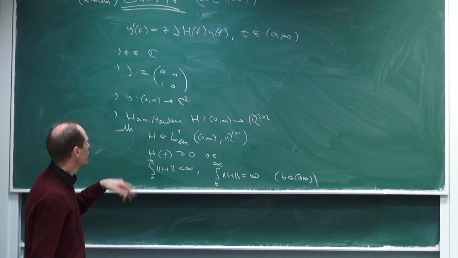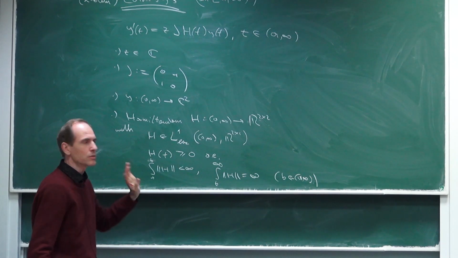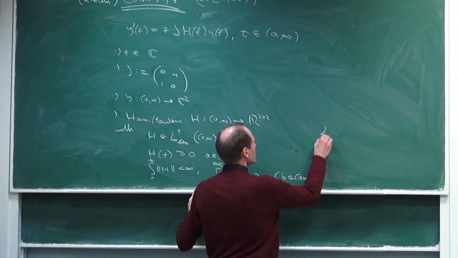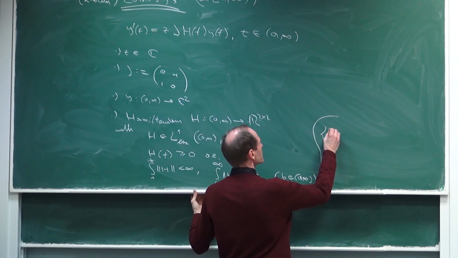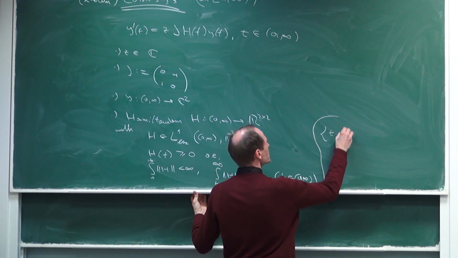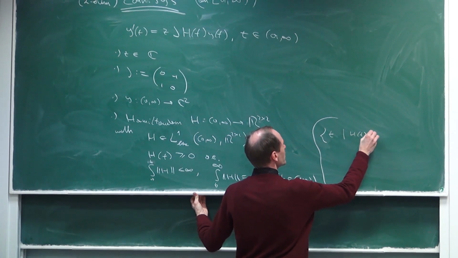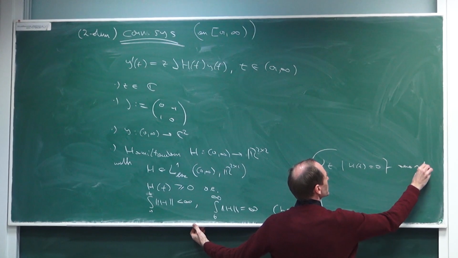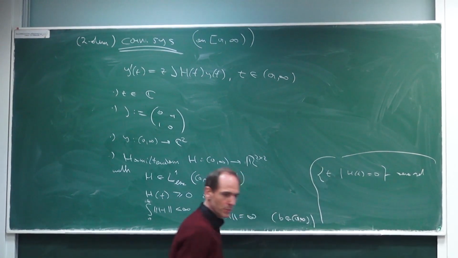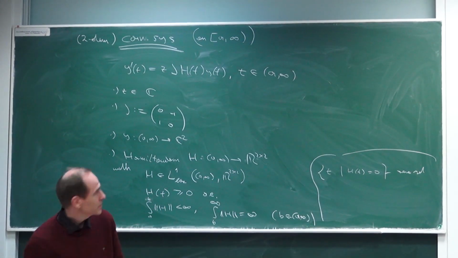Yes, one more condition which we include just to make things easier is that the set of all points t where the Hamiltonian vanishes is a zero set. So this we also impose, but that's not an important thing.